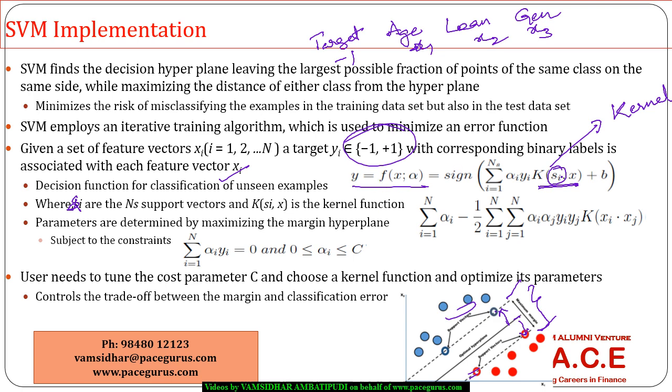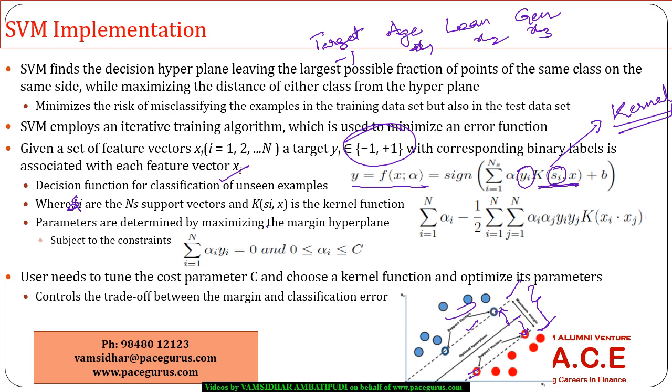So we have a kernel function. If I'm talking about two different groups, we have two different support vectors, the si's: one for the blue and one for the red. And we also have a kernel function. We'll talk about the kernel functions very soon. So there is a transformation getting applied on your yi values.